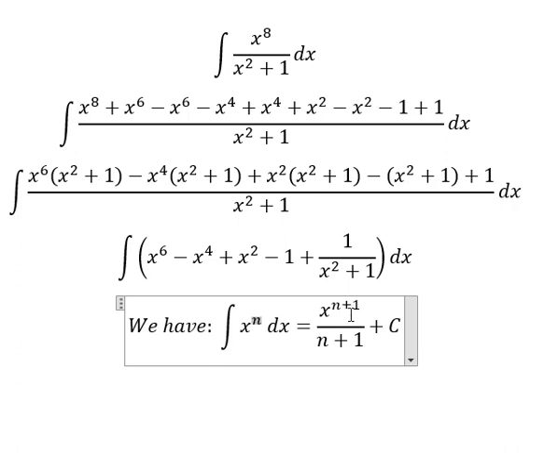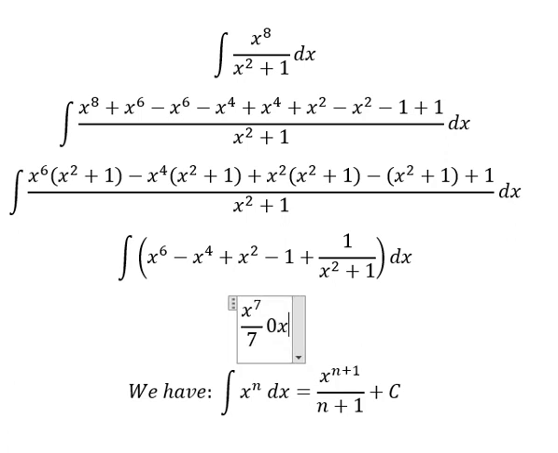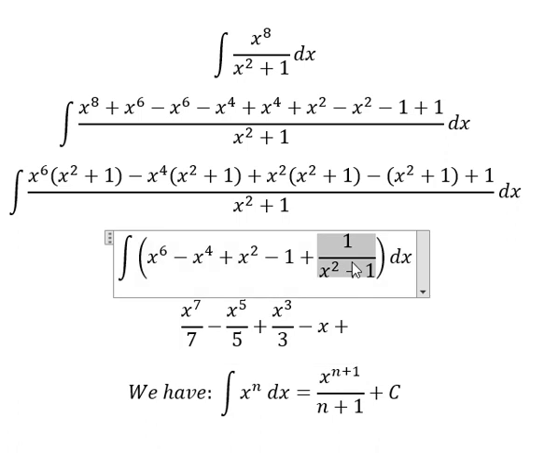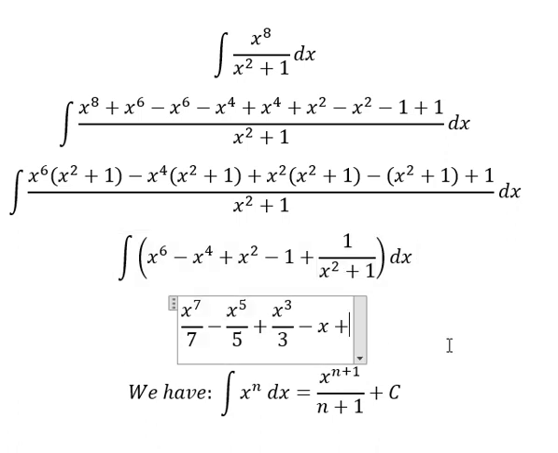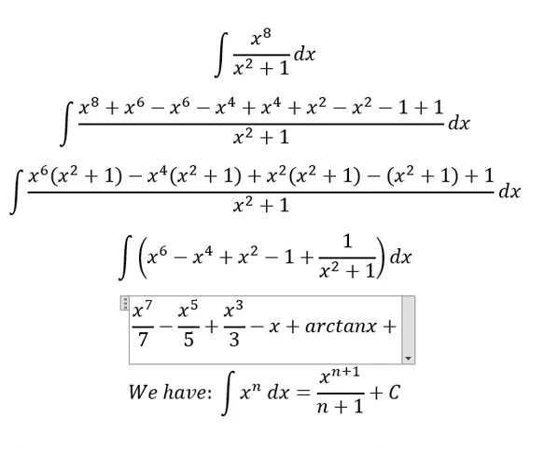So 6 plus 1 we have 7. So we have x to the power of 7 over 7. The next ones we have 5, 3, and 1. The integration of this one is arctan of x, and I will put plus c.